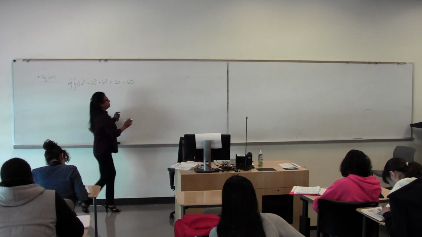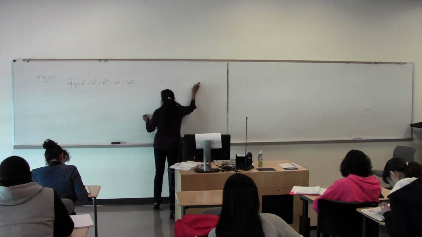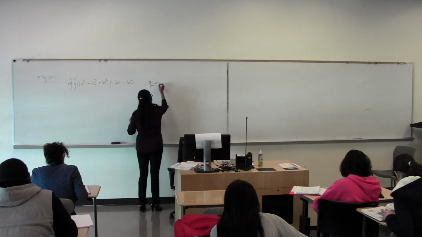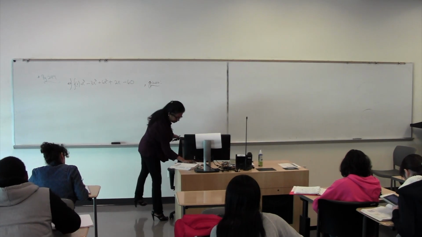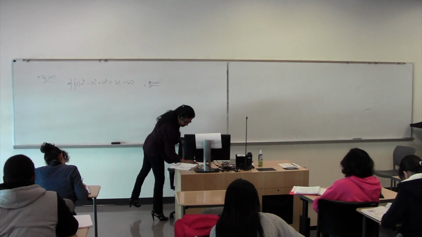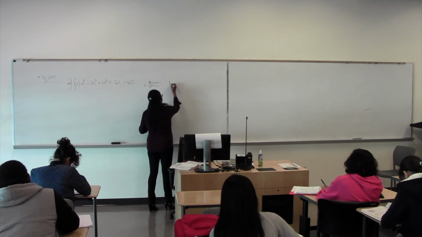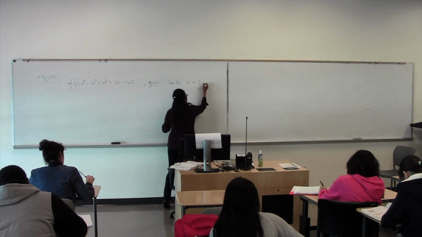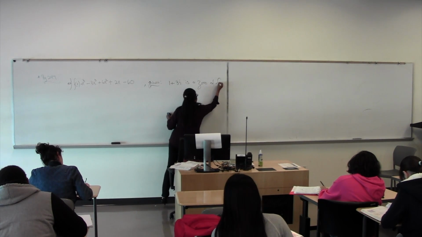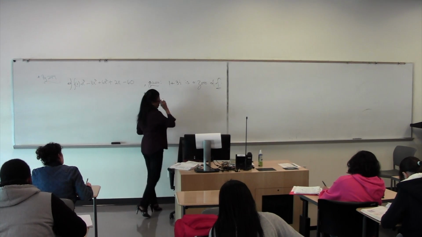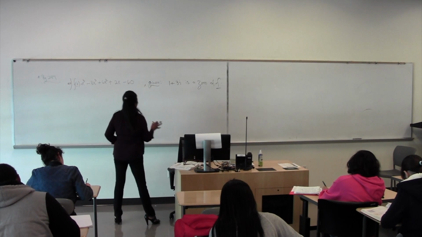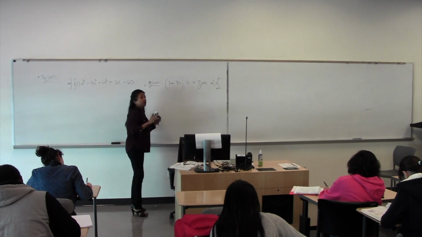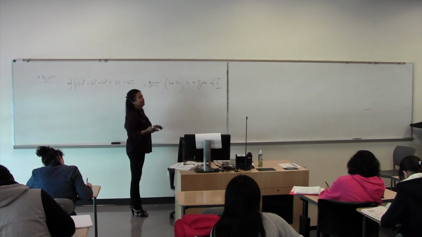This is given to us, and then we are also given 1 plus 3i is a 0 of f. So what does this mean? We know this is a 0 of f. They are given, 1 zero is given. So we know a fact.